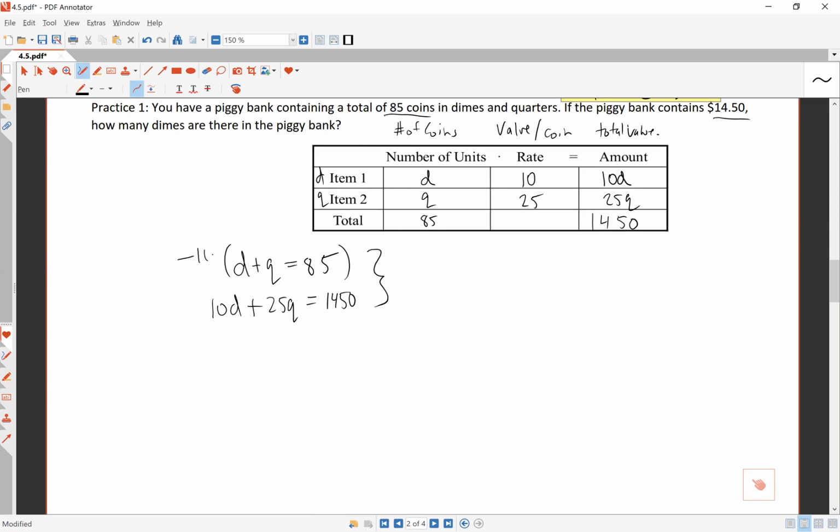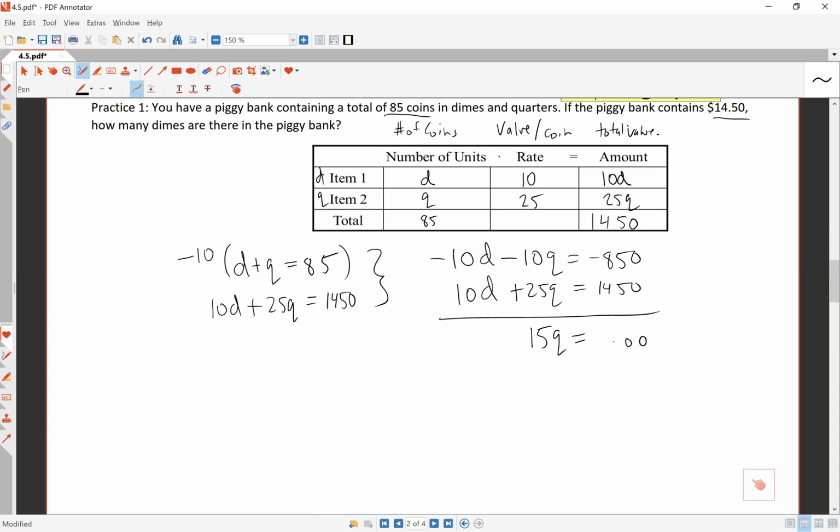Multiply the first equation by -10, giving us -10D minus 10Q equals -850. Second equation stays the same. And when we add those together, we get 15Q equals 600. Divide both sides by 15, and that says that the number of quarters is 40.